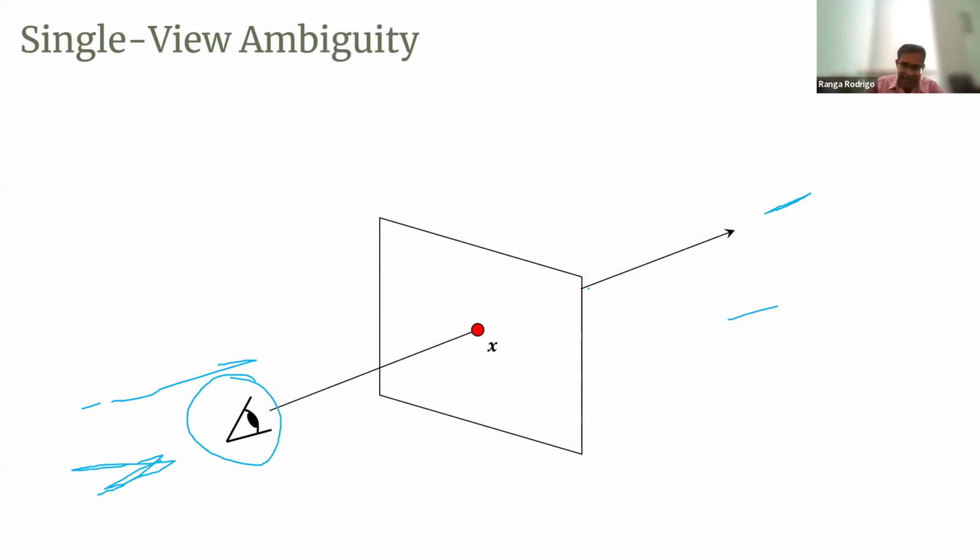Where can the object that resulted in this small x image be? Where can it be? It can be here. Then it will result in that image, right? Because the light goes through the lens in light rays. It can be here, it can be there, it can be there. So anywhere along that ray, the actual 3D point can be there. So this is the ambiguity.